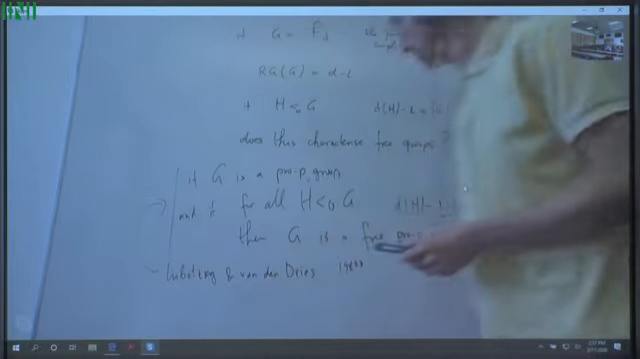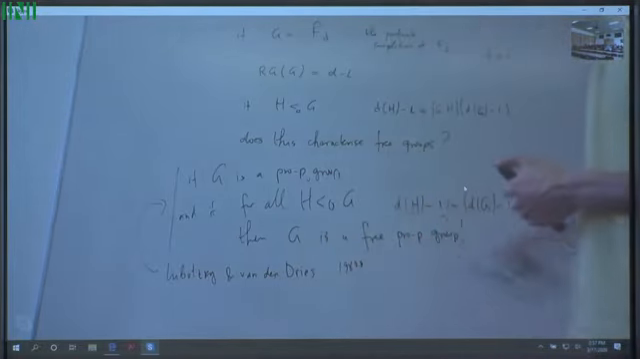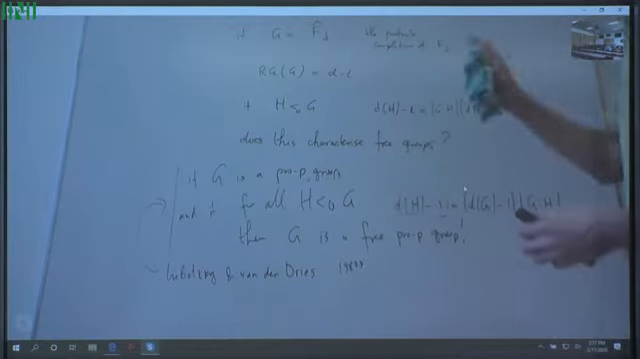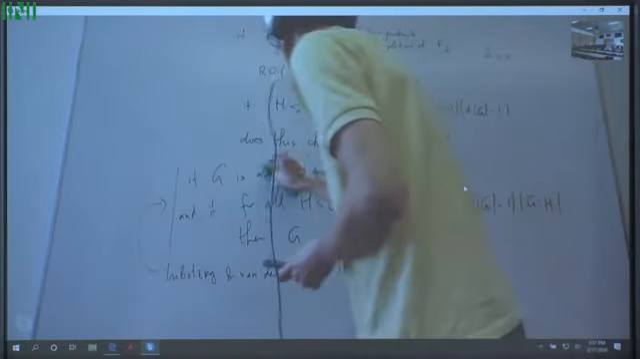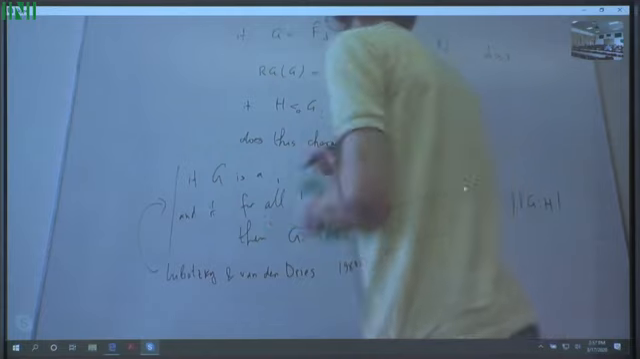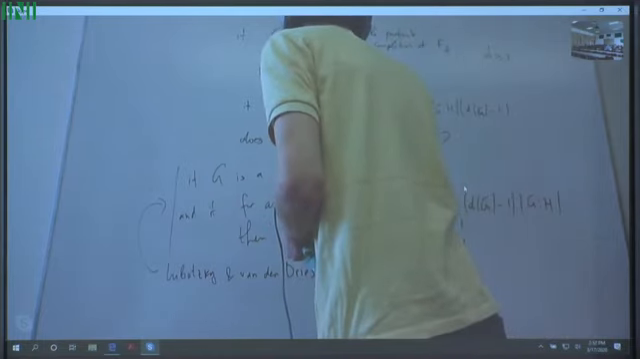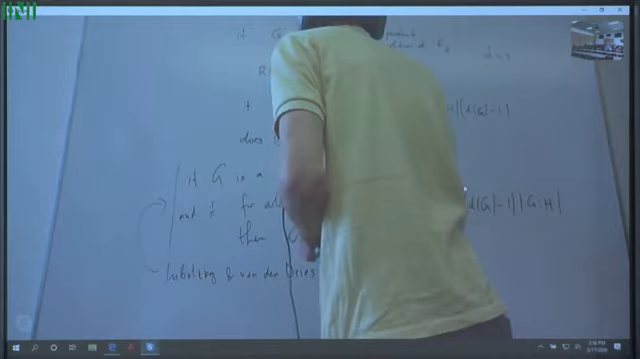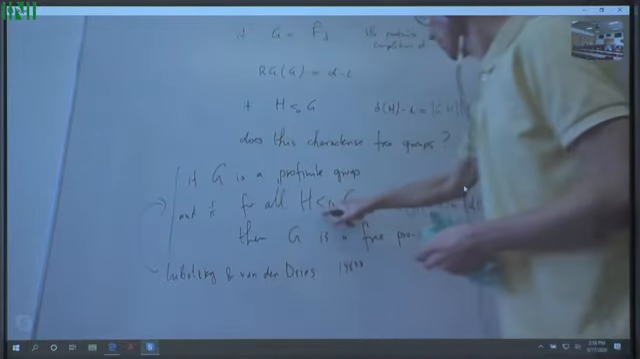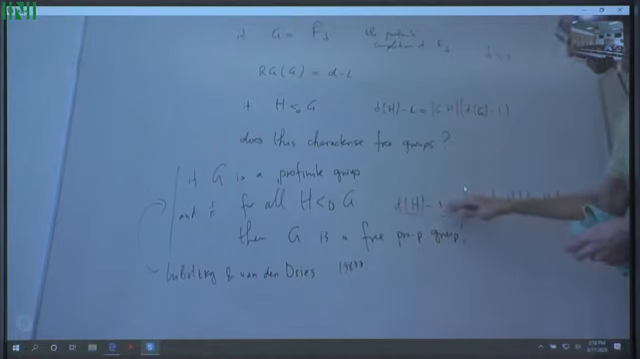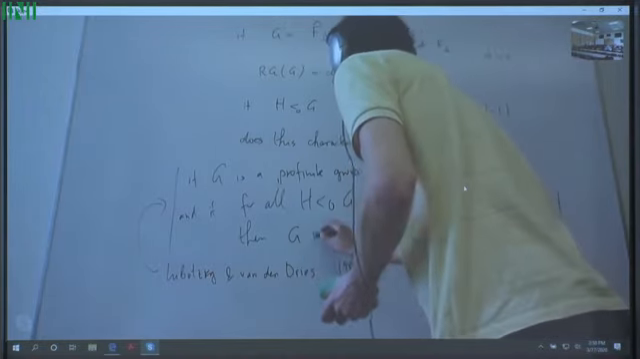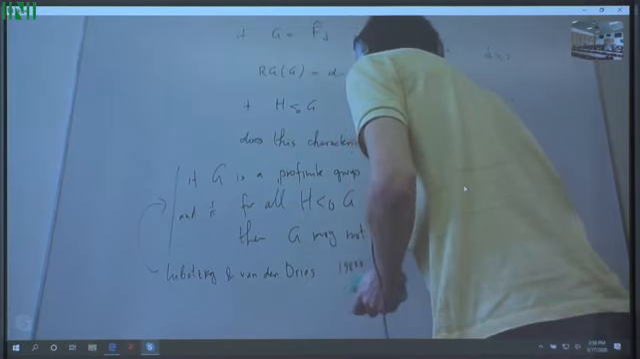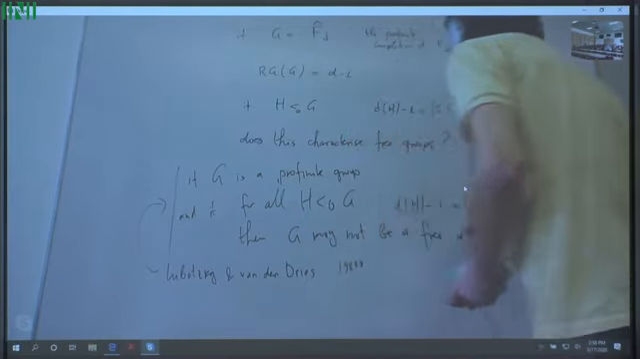So Lubotsky and Van den Dries answered it for pro-p groups first, and then they observed that this is false for profinite groups. So again, now if G is a profinite group, and suppose again for all open subgroups of G, the number of generators minus 1 is multiplicative in the index, then G may not be a free profinite group.